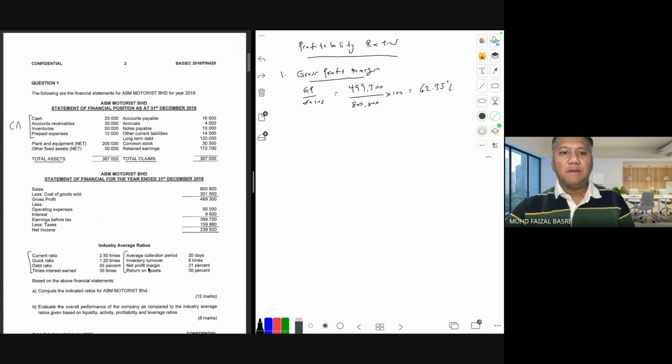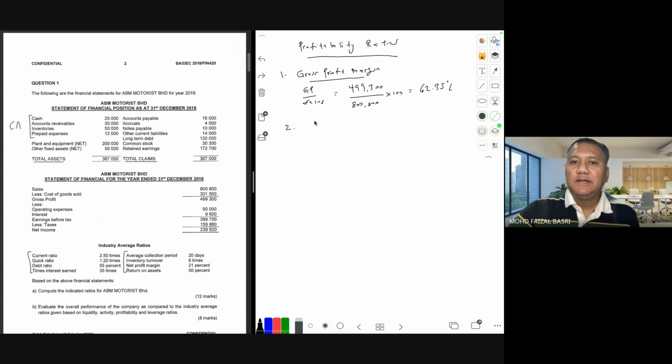Okay, so we cannot compare because the question doesn't state the gross profit margin for comparison. But for this company, the gross profit margin is about 62.35%. So maknanya kat sini, dari total sales 800 ni, 62.35% will be converted into gross profit. So that's how it works lah. So maknanya kalau you tolak 100% dengan 62, you know lah, dia punya the difference tu adalah dia punya cost of goods sold.